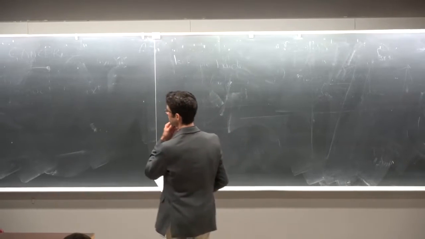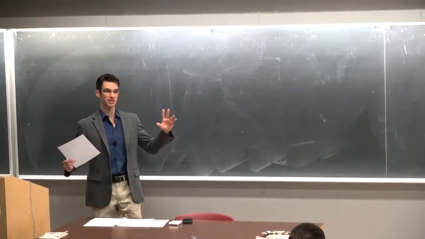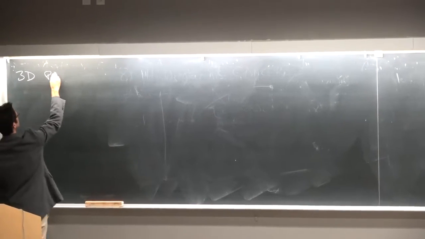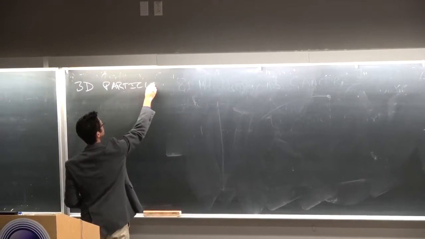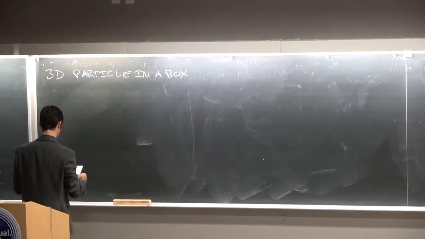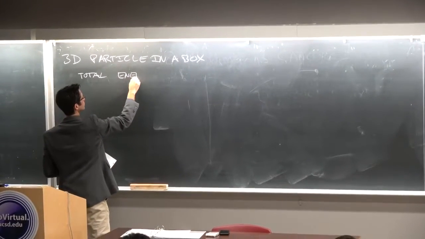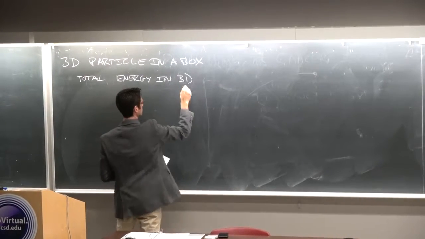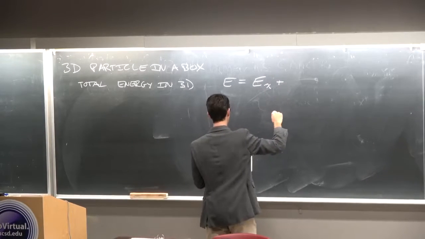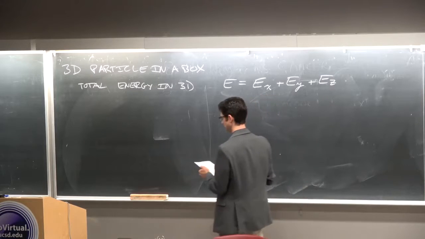But first, let's look at what a one-dimensional particle in a box looks like if it's just extended to 3 dimensions. And we'll use Cartesian coordinates, forget spherical symmetry for now. So what does a 3D particle in a box look like? The total energy in 3D is just going to be a sum of the energy along the x-axis, the y-axis, and the z-axis.